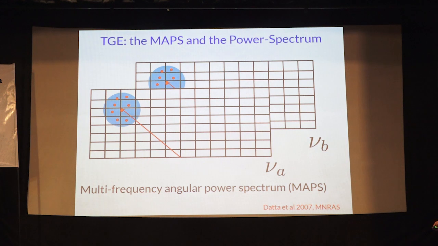What we are doing now is measuring the multi-frequency angular power spectrum. The TGE that I showed earlier is for one frequency, or combining all the frequencies. But here we are measuring the multi-frequency angular power spectrum. So what is this multi-frequency? We have to measure the power spectrum as a function of frequency separation.